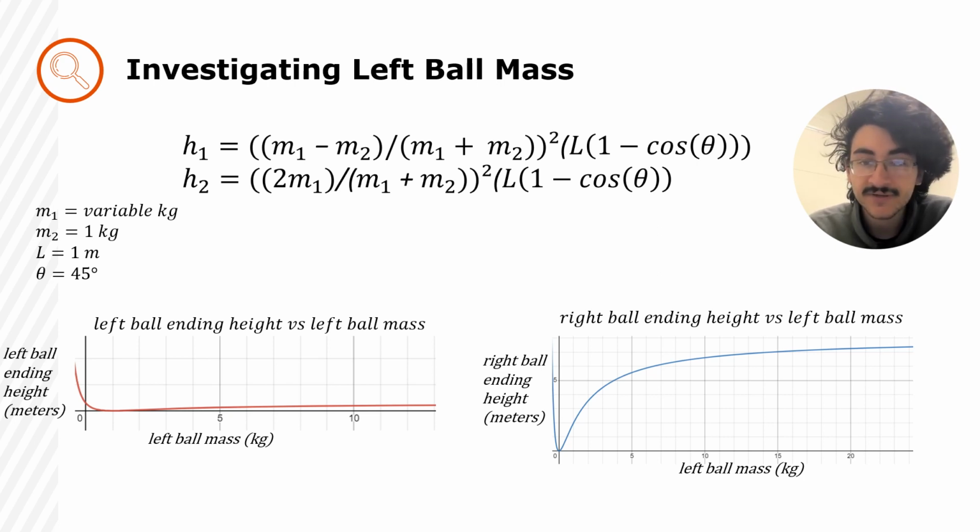So using covariational reasoning, when we change the left ball's mass, we can see that increasing the mass of the left ball will overall increase the ending height of both balls. However, they begin to level off after a certain point.